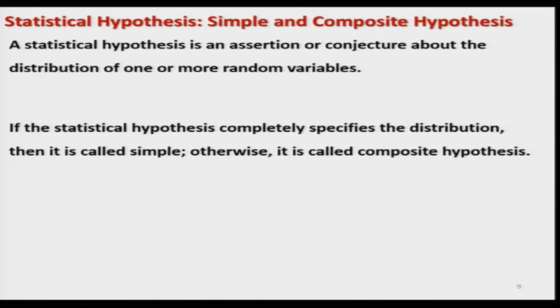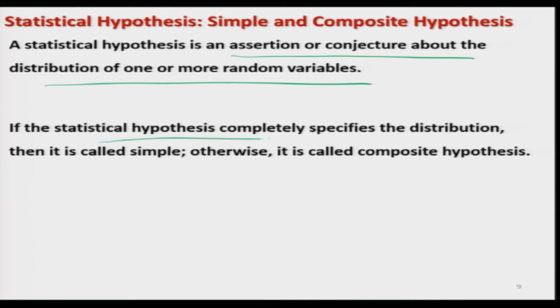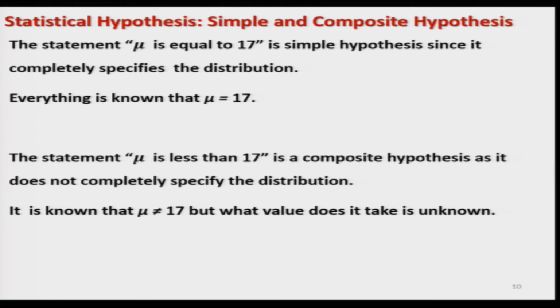So now when we are talking about the statistical hypothesis, which is an assertion or conjecture about the distribution of one or more random variables, there are two types of situations, and they are indicated by the simple hypothesis and composite hypothesis, right. In case the statistical hypothesis completely specifies the distribution, then it is called a simple hypothesis, otherwise it is called a composite hypothesis. What does this mean? For example, if I am trying to make a statement that mu is equal to 17, right, then this is a simple hypothesis because it completely specifies the distribution. This means what? For example, when I write mu equal to 17, then everything is known about the population, right, there is nothing left.